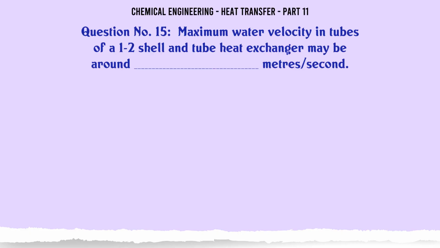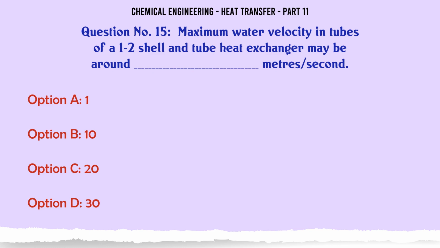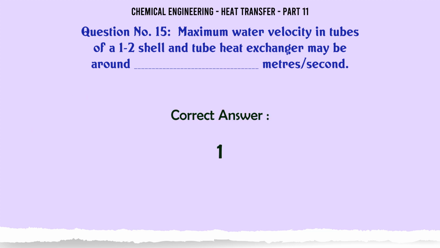Maximum water velocity in tubes of a 1-2 shell and tube heat exchanger may be around blank meters per second. A. 1, B. 10, C. 20, D. 30. The correct answer is 1.